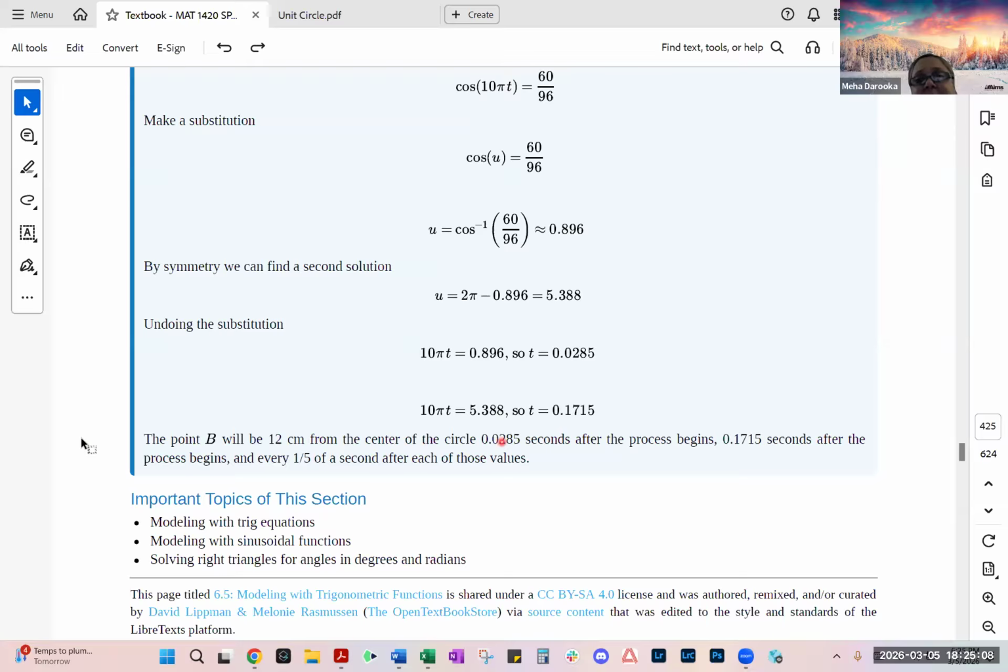So Ryder, it does happen twice per rotation. So it will happen when you first start out at 0.02 seconds after the wheel starts moving, and then it happens again at 0.1715 seconds. So within one rotation, you will actually get to 12 centimeters twice.